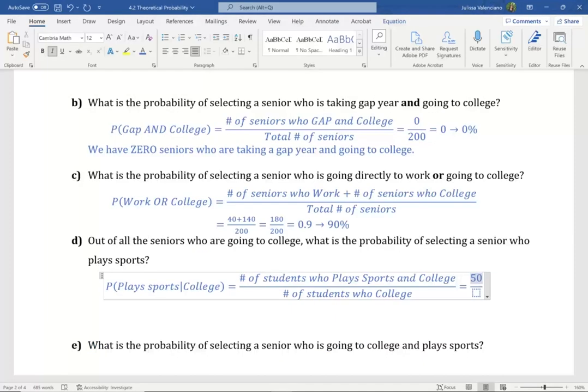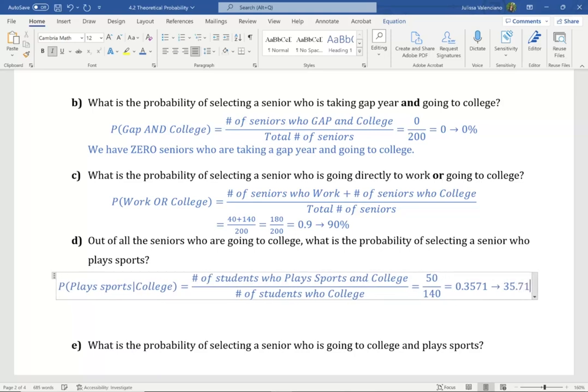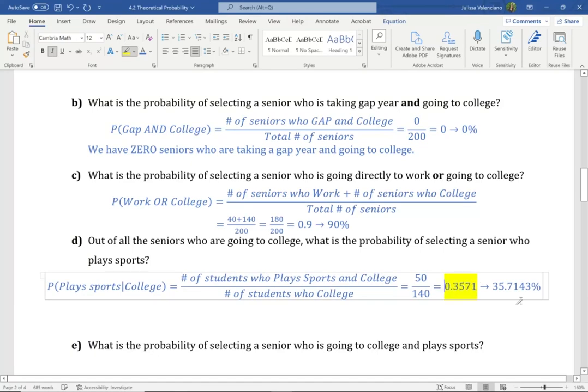Here below, we have 50 students who play sports and are going to college divided by the number of students who are going to college, which is 140. This is equal to 0.3571. We can also write this as a percent, which is 35.7143. Notice here, when I wrote it as a decimal, I made sure to have 4 values after the decimal point. When I wrote it as a percent, I made sure to have 4 values after the decimal point. That is why I didn't just write 35.71%.